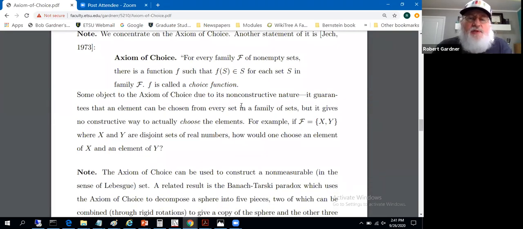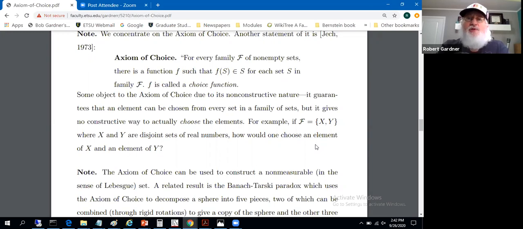Some object to the axiom of choice. It's very non-constructive. It doesn't tell you how to choose these elements. And it's pretty easy to illustrate the degree of ambiguity of how pragmatically you might sit down and actually pick elements of these sets. Suppose we take as a family of sets, say sets X and Y, make them non-empty and disjoint, maybe to jive with Zermelo's ideas. So these are just arbitrary sets of real numbers, well, non-empty and disjoint. How would you choose an element of set X? And can you describe constructively how you choose an element of set X?